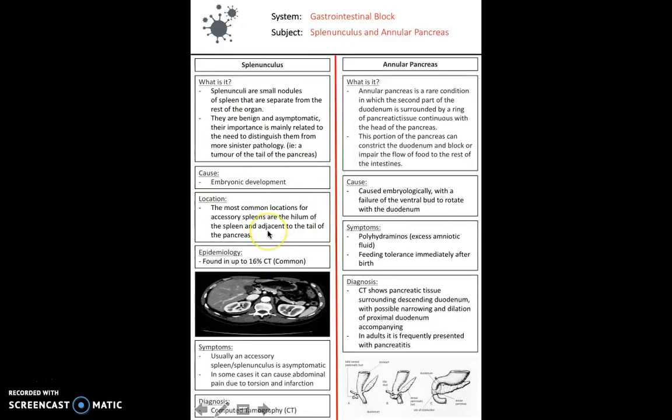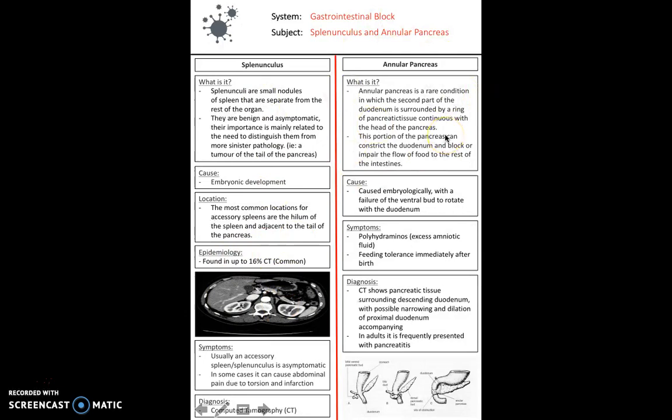So the most common location for an accessory spleen is to be at the hilum of the spleen and adjacent to the tail of the pancreas. So remember, the tail of the pancreas normally tickles the spleen, and it's usually found in actually up to 16% of the population. So it's actually really quite common. Symptoms, so it's asymptomatic normally, so it's not a massive one to be aware of, but in some cases it can cause abdo pain due to torsion and infarction. You can diagnose it with a CT, which is shown here.